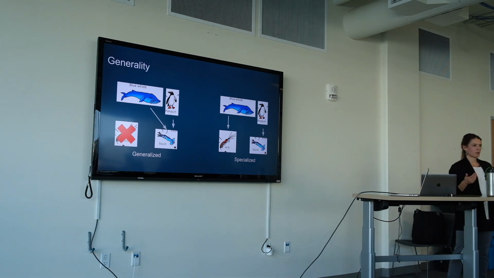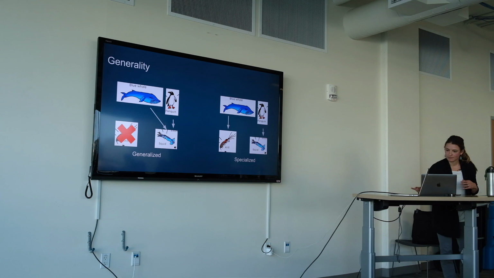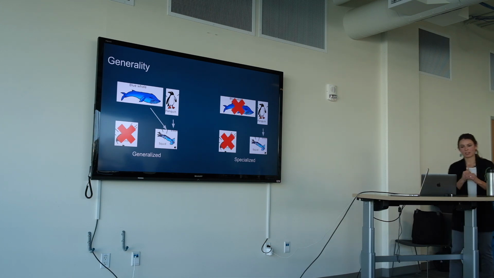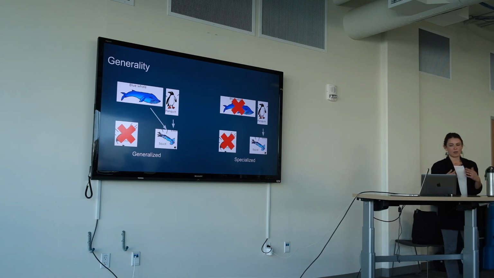So now let's pretend there's an oil spill and all the krill die. So the generalized system on the left will be more resilient because that whale can switch to eating the squid. While in the specialized system, the whale won't have anything to eat because it only eats krill. So based on this, we expect more generalized systems to be more resilient to disturbance.